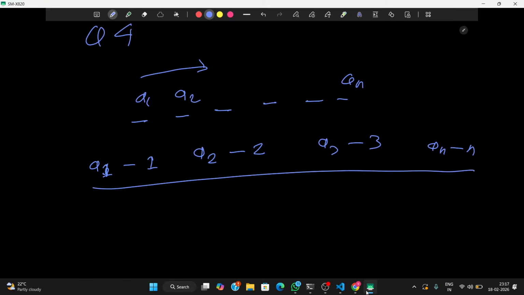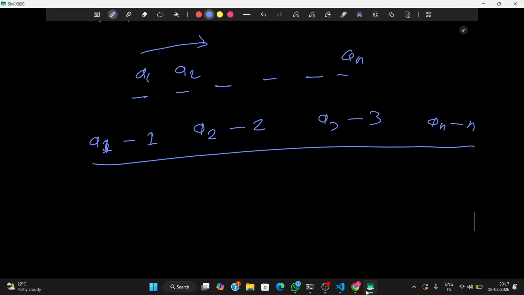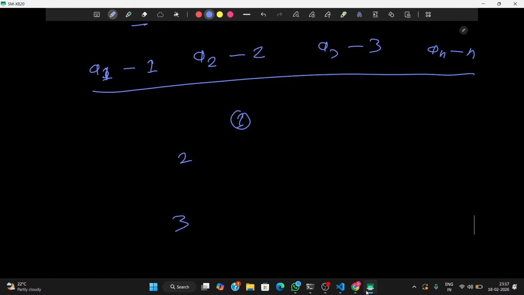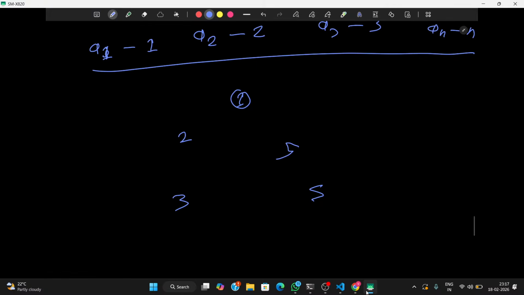So after connecting all of these edges, we need to get a graph that is fully connected. And we need to find an arrangement for that. So suppose these are our nodes. This is our node 1, node 2, node 3 is somewhere here, node 4 is somewhere here, node 5 is here. For now, let's say there are only 5 nodes.